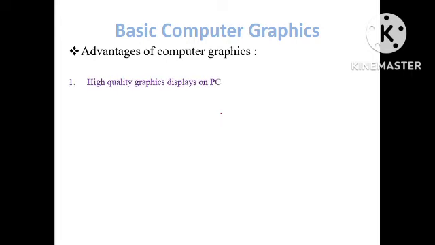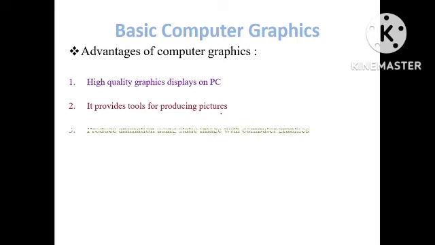So the first advantage is high quality graphics displays on your PCs. When we use personal computers, they can provide high density images or high quality images. Those quality images can be provided with the help of computer graphics, and it also provides the tools for producing pictures. So Maya animations and PowerPoint presentations are all different tools that can produce picture formations.